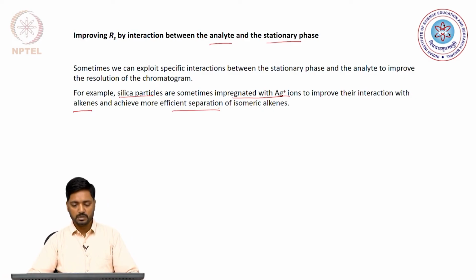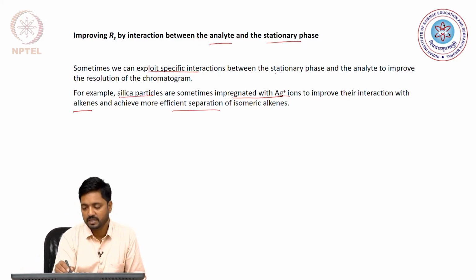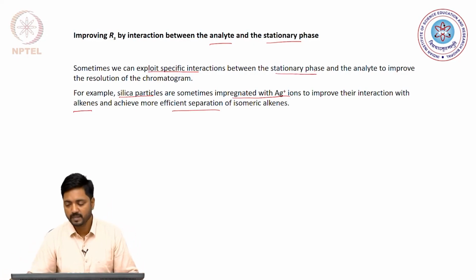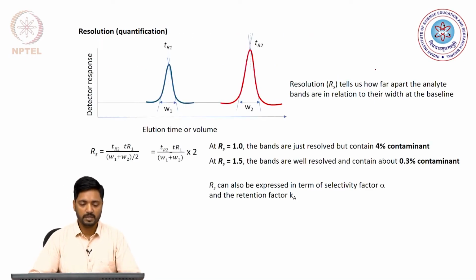If we are not using such silver impregnated silica particles, the resolution is much poorer, and we improve the resolution by exploiting the specific interactions between the stationary phase, which is the silver impregnated silica, and the analyte, which are our isomeric alkenes. Now, let us look at what would be the quantitative analysis of a chromatogram.